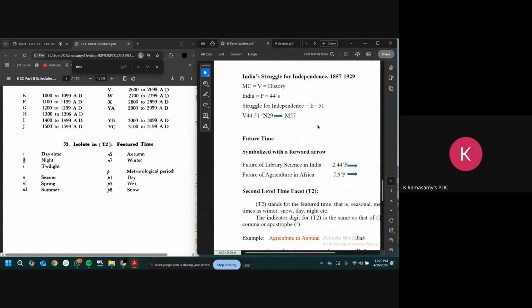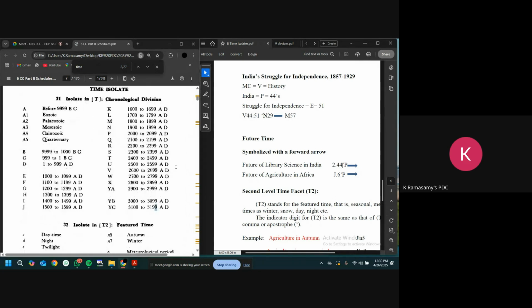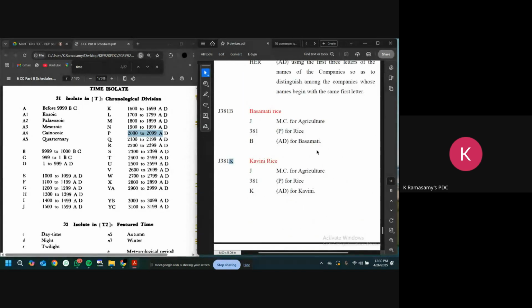Secondly, if you want to mention a future period, for example, future of library science in India, you are now in 2025, and you're writing a book called Future of Library Science in India. What's the number for library science? What's the number for India? .44. No problem. Say main class, then space, then time. Time says this is current. Which is current? I am in 2025. That is P. After putting P, you can put a forward arrow. It means that in future, how library science will be is the subject of this particular book. So this is the way you can use time isolates. Okay, T1 and T2, you can use it, no problem.